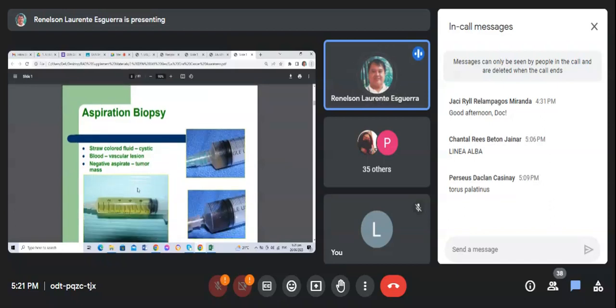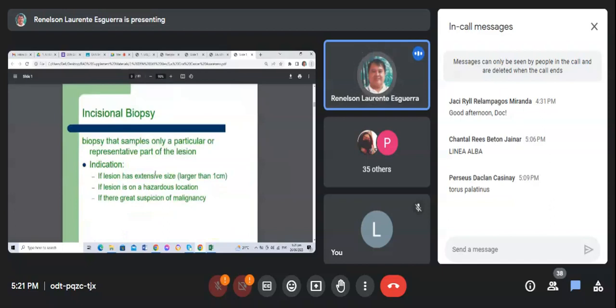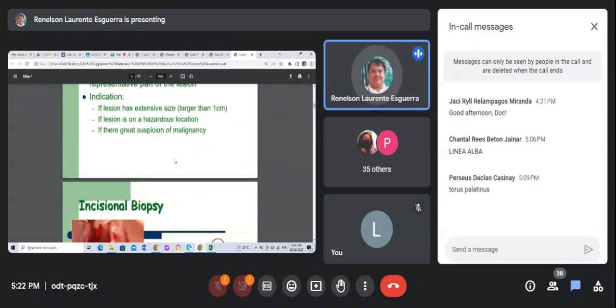you need an incisional biopsy. If, for example, the growth is larger than 1 centimeter and it is located in a hazardous location, meaning the anatomical area has very sensitive structures and there is a great suspicion of malignancy, incisional biopsies would be best. So how do you do incisional biopsies?